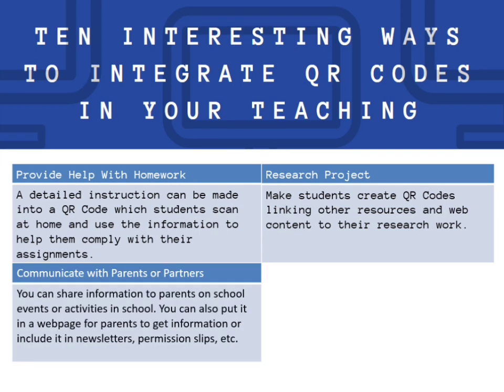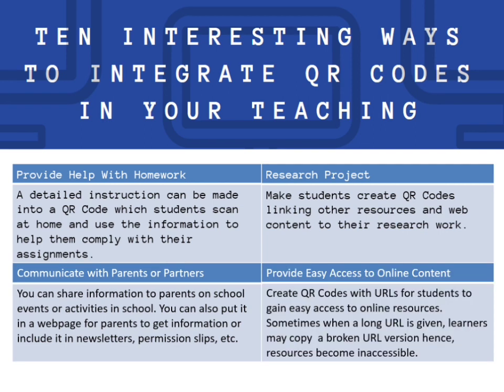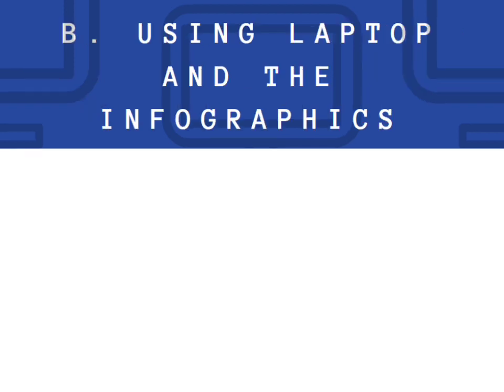Communicate with parents or partners. You can share information with parents on school events or activities in school. You can also put it in a web page for parents to get information or include it in the newsletters, permission slips, etc. Provide easy access to online content. Create QR codes with URLs for students to gain easy access to online resources. Sometimes, when a long URL is given, learners may copy a broken URL.